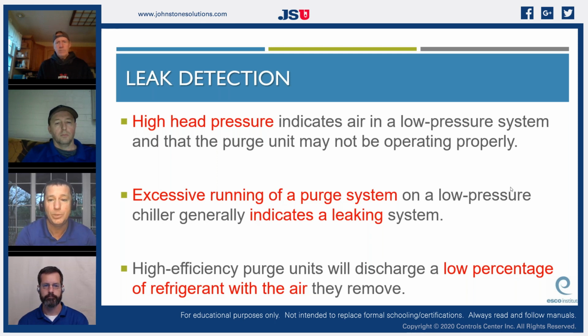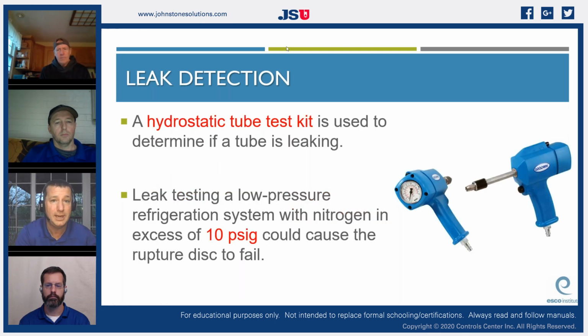So these high efficiency purge units, these newer electronic style that we use, do discharge a very low percentage of refrigerant back to the air, but it's still a release of refrigerant back to the air. So that's when we get into trying to find where these leaks are.